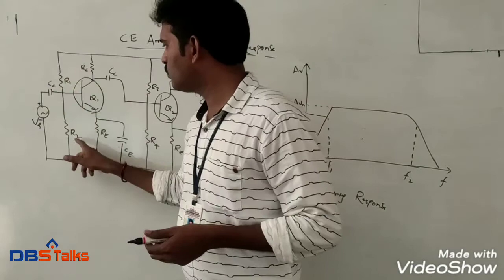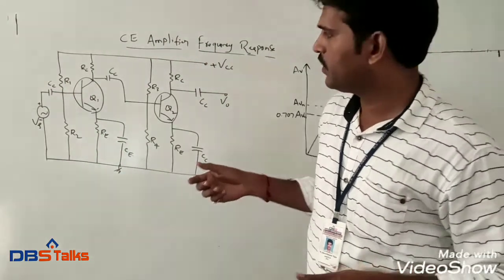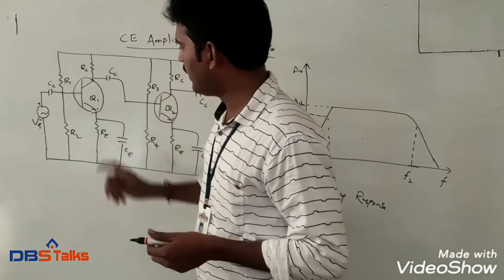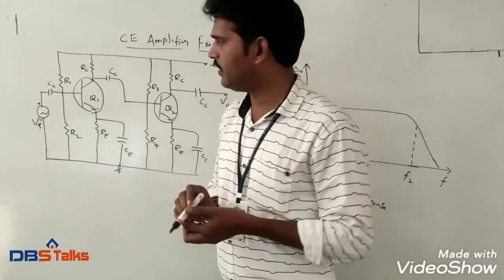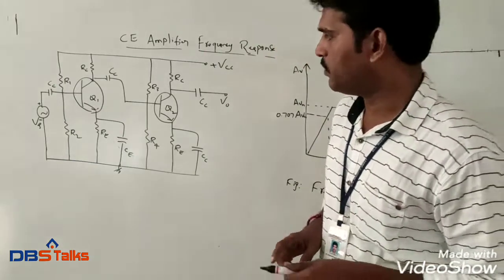Here R1 and R2, these two resistors, are used for biasing purposes. RC is the collector resistor, and RE is the emitter resistor. For stability, we are using the emitter resistor. R1 and R2 resistors are used for the biasing purpose.